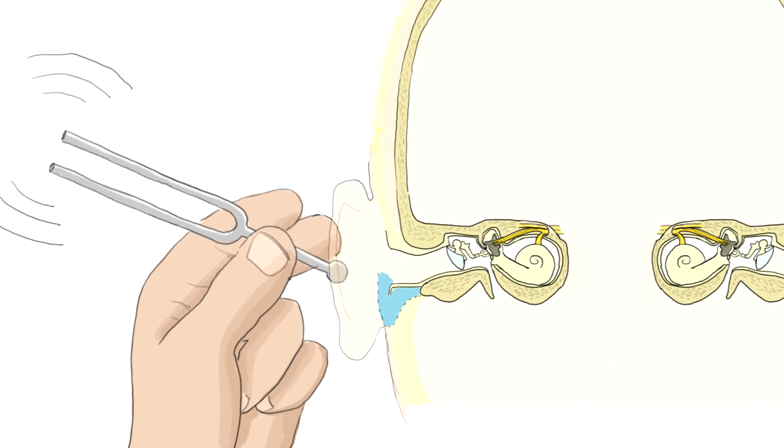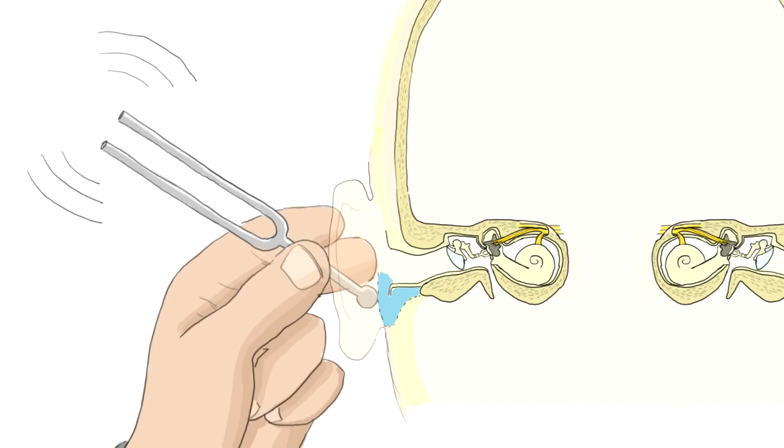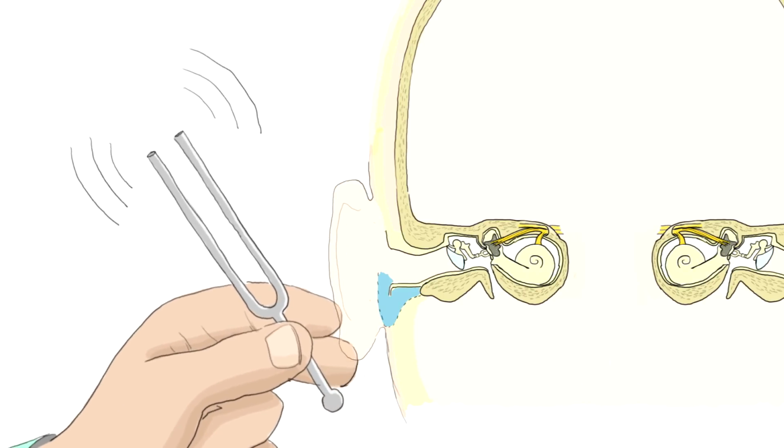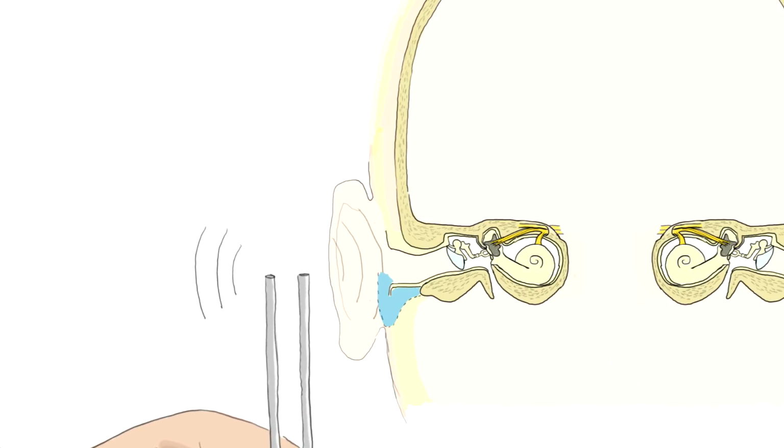Place a vibrating tuning fork against the mastoid bone. Sound waves now travel to the inner ear via bone conduction. As soon as the patient can no longer hear the sound, hold the tuning fork next to the patient's ear. The sound waves are now conducted via the air. Patients with conductive hearing loss are no longer able to hear this sound since air conduction is severely impaired. Therefore, the Rinne test is negative.